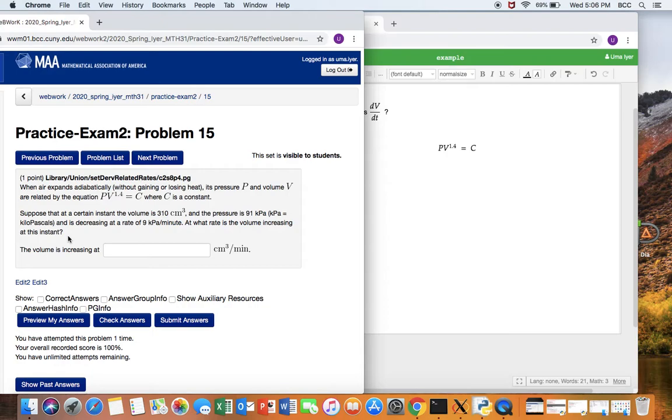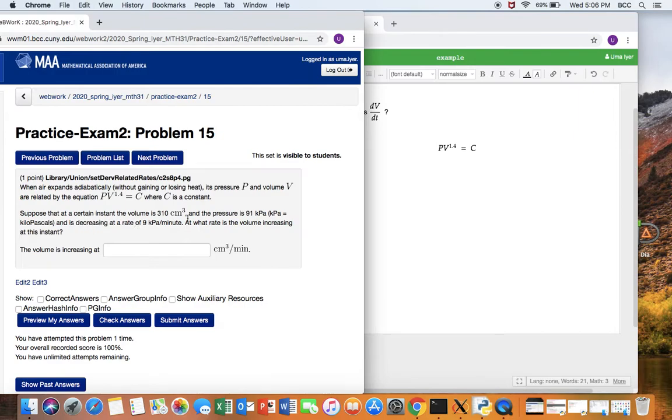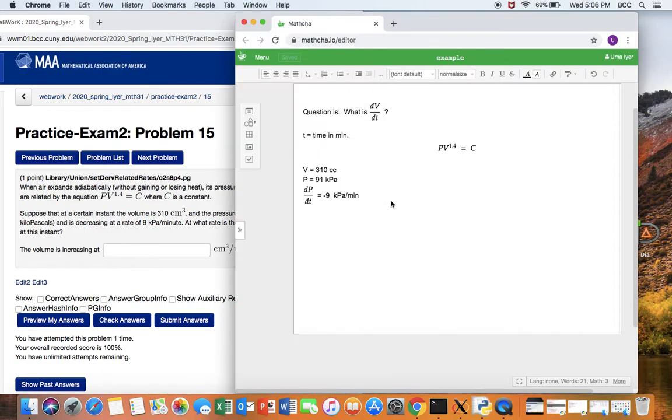Okay, that's the question. So what's the question? What rate is the volume changing? In other words, dV/dt. That is the question. We are told from the units here, notice, decreasing rate of pressure, kilopascals per minute, tells me time is in minutes.